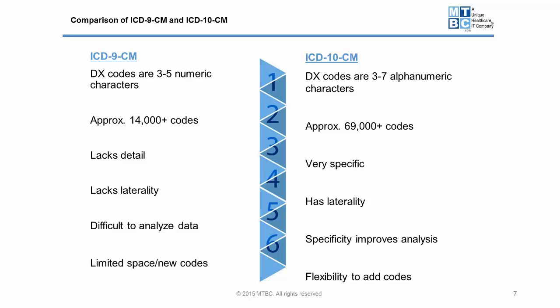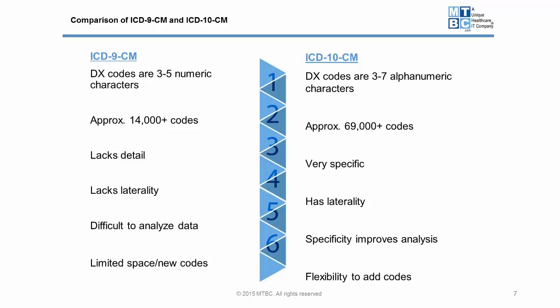There are approximately 14,000 codes in ICD-9, but with ICD-10 we are straight away talking about 69,000 plus new codes. The ICD-9 diagnosis codes are not quite explanatory and lack detail, therefore the providers need to add modifiers to them. But compared to that, in ICD-10 the diagnosis codes themselves are very specific and instructive. So that means the providers do not need to add any sort of modifiers to the ICD-10 diagnosis code.